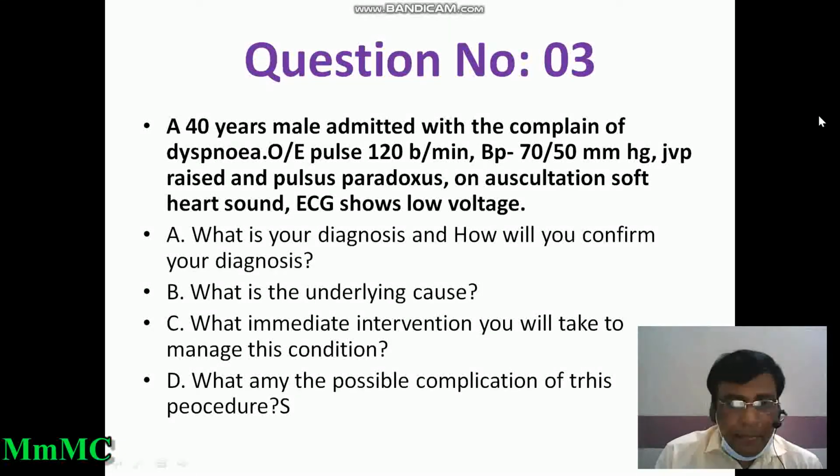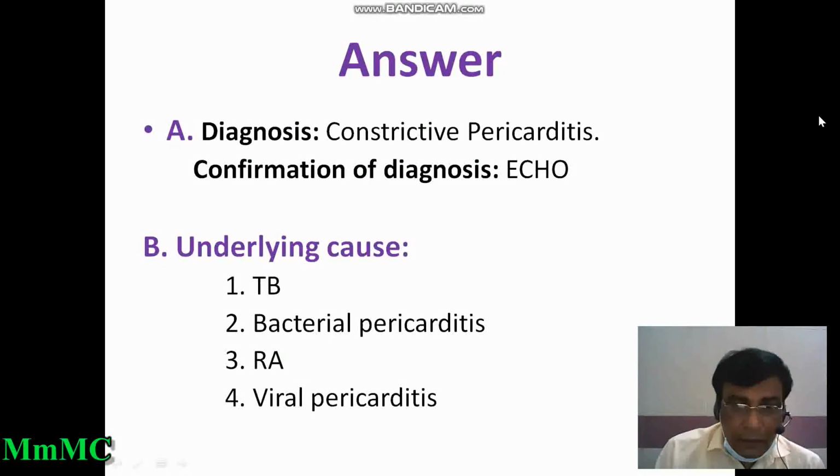Now question number 3. A 40 years male admitted with the complaints of dyspnea, pulse 120 beats per minute, BP 70 by 50 millimeter of mercury, JVP is raised, pulsus paradoxus present. On auscultation, soft first heart sound, and ECG shows low voltage. So what is your diagnosis and how will you confirm your diagnosis? Diagnosis is constrictive pericarditis and confirmation by echocardiogram.